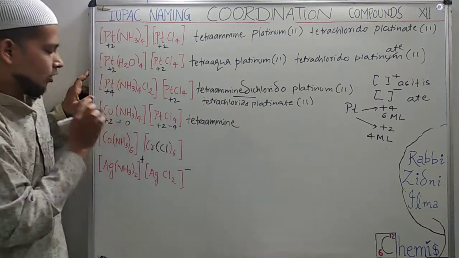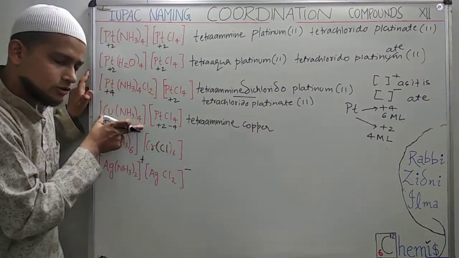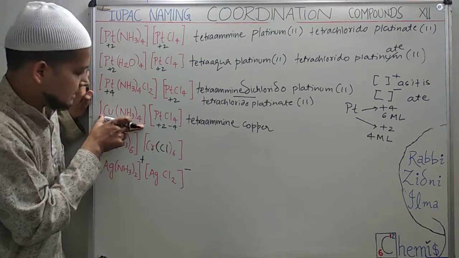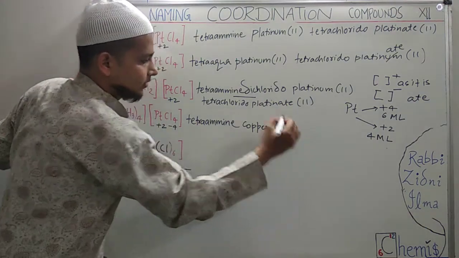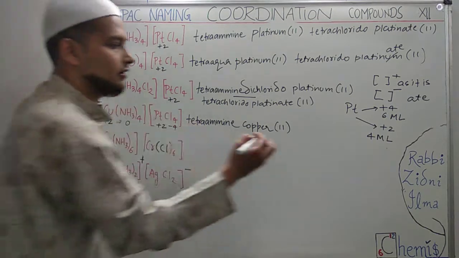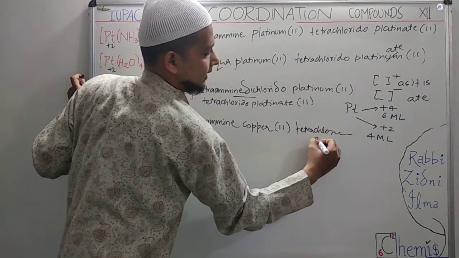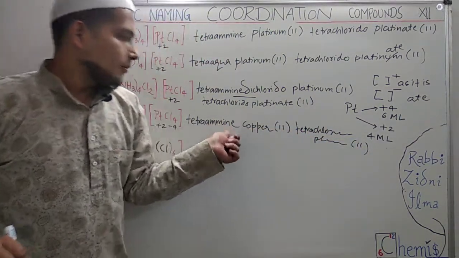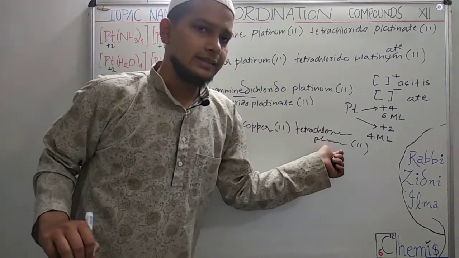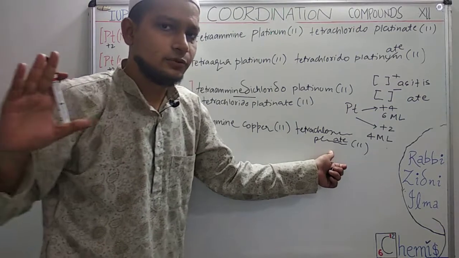Next we have copper. Copper will not be written as cuprate because the coordination entity is positively charged. So as it is, copper 2. Now we have PtCl4, again no issue at all, tetrachlorido platinate 2. So this is my special writing: tetraammine copper 2, tetrachlorido platinate 2, 8. Remember this 8, rest is history.